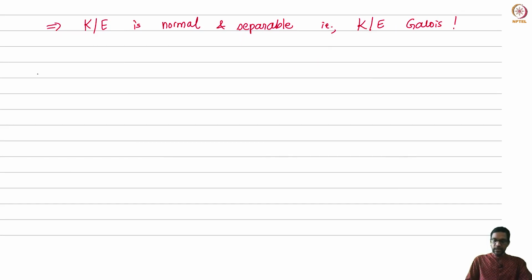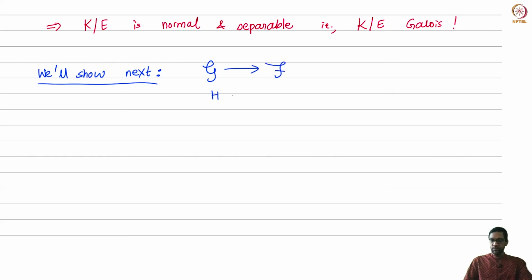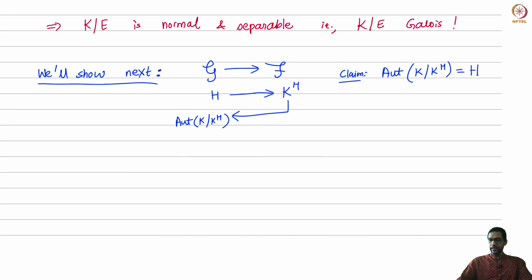So now what's the other thing that's left? We claim next, we'll show next, that the other composition is also identity. You take G, then go to F, which means I take a subgroup H, I form its fixed field, then I come back and take the set of automorphisms of K which fix KH. Okay, so then the claim is that automorphisms of K over KH is exactly H.